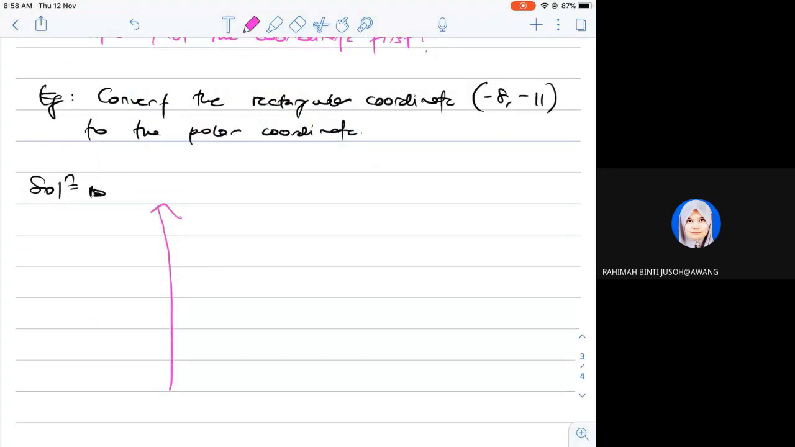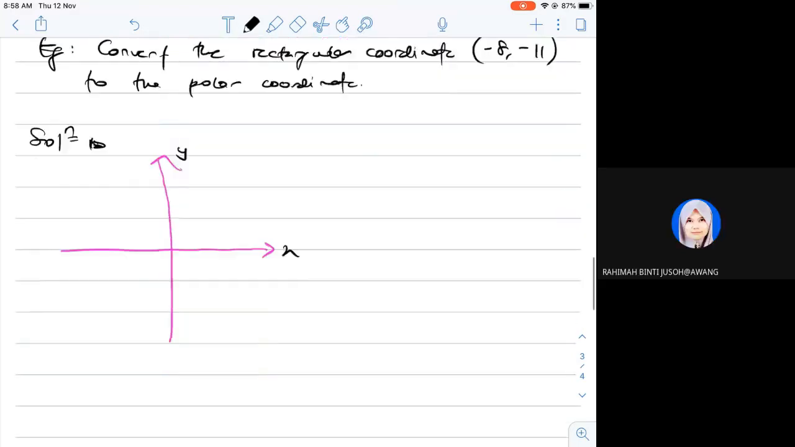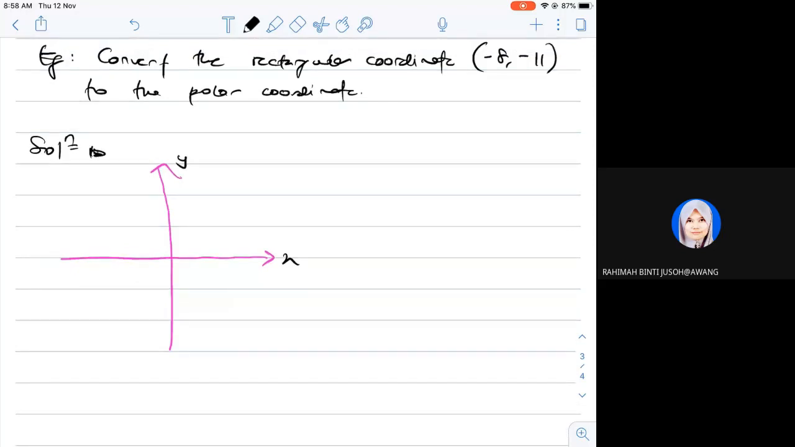Where is the position of -8, -11? Which quadrant? Third quadrant. Very good. So it should be somewhere here, -8, for example here -8, and let's say here -11. So you will have this coordinate, -8, -11.